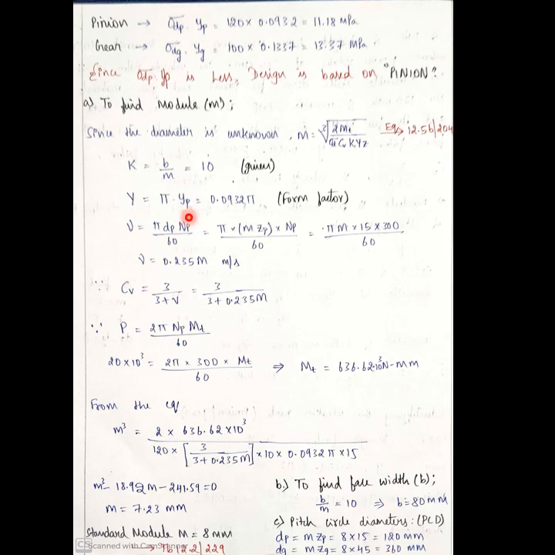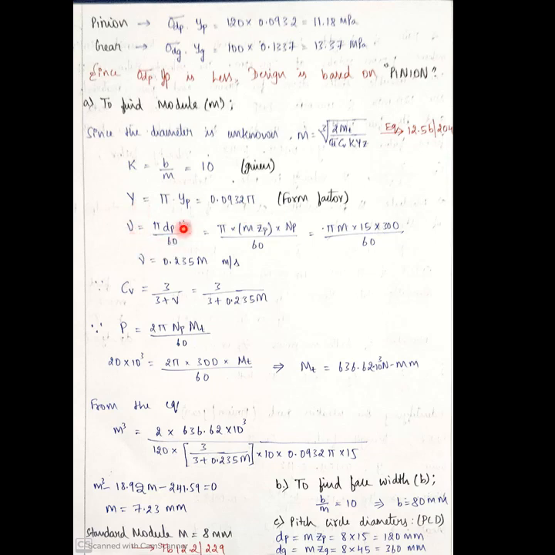So hence, design is based on pinion. We have to consider here y suffix p. This is very much important. If it is gear, then we have to take gear, but because design is based on pinion, hence we are taking y suffix p. Just multiply with pi and keep it as it is.